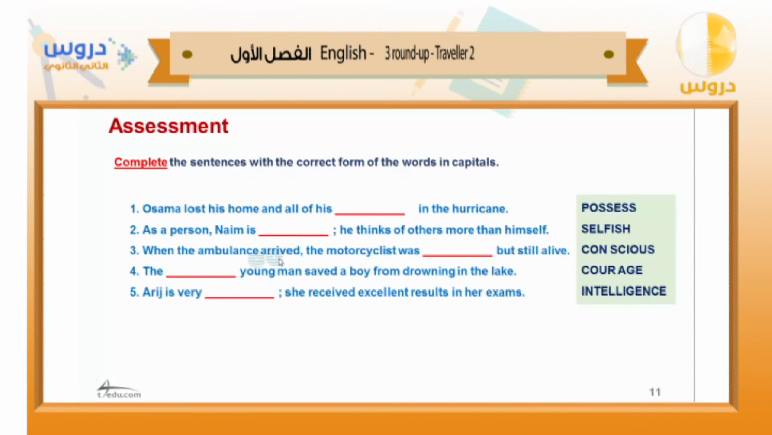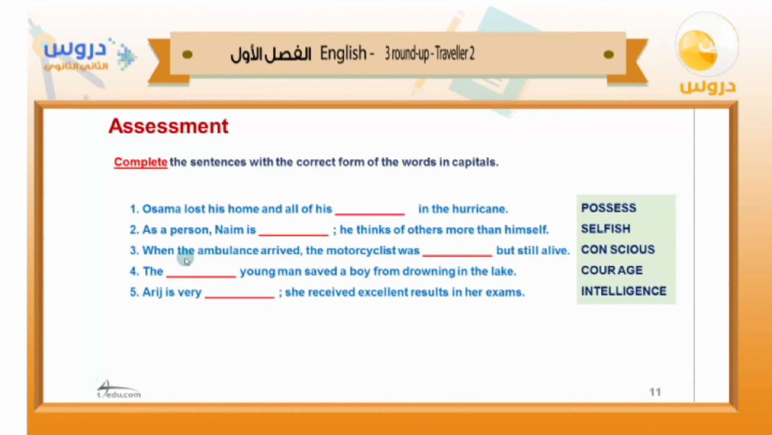Number 3, when the ambulance arrived, the motorcyclist was conscious, but he's still alive. So they called the ambulance and the motorcyclist had a problem or had an accident, and he was conscious? No, he was the opposite. He was unconscious, it means he's like sleeping, but he's still alive. So it's better to say here he was not conscious, and the opposite of conscious is unconscious. So when the ambulance arrived, the motorcyclist was unconscious. We cannot write it conscious, but still alive.